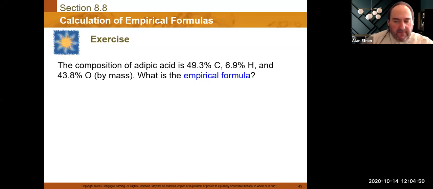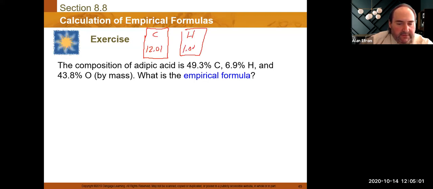So here we're looking for the empirical formula of this compound. If you need some info, carbon is 12.01, hydrogen 1.008, and our friend oxygen is still 16. All right, take a few minutes and calculate that.